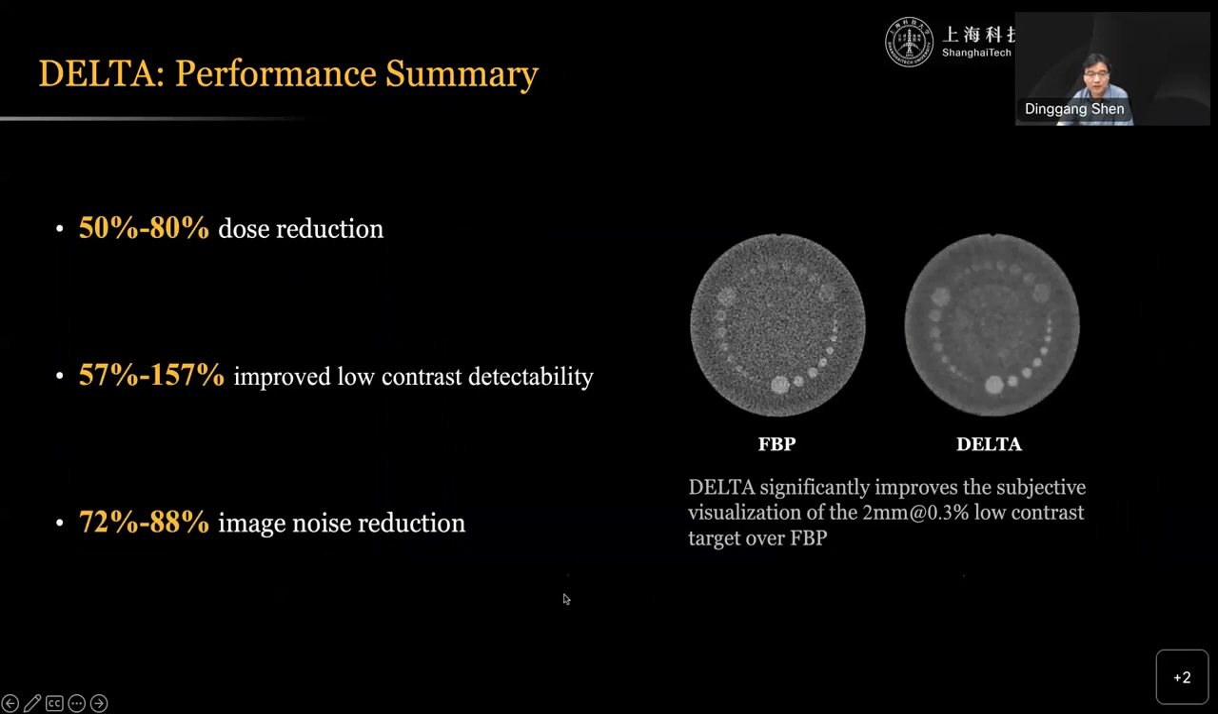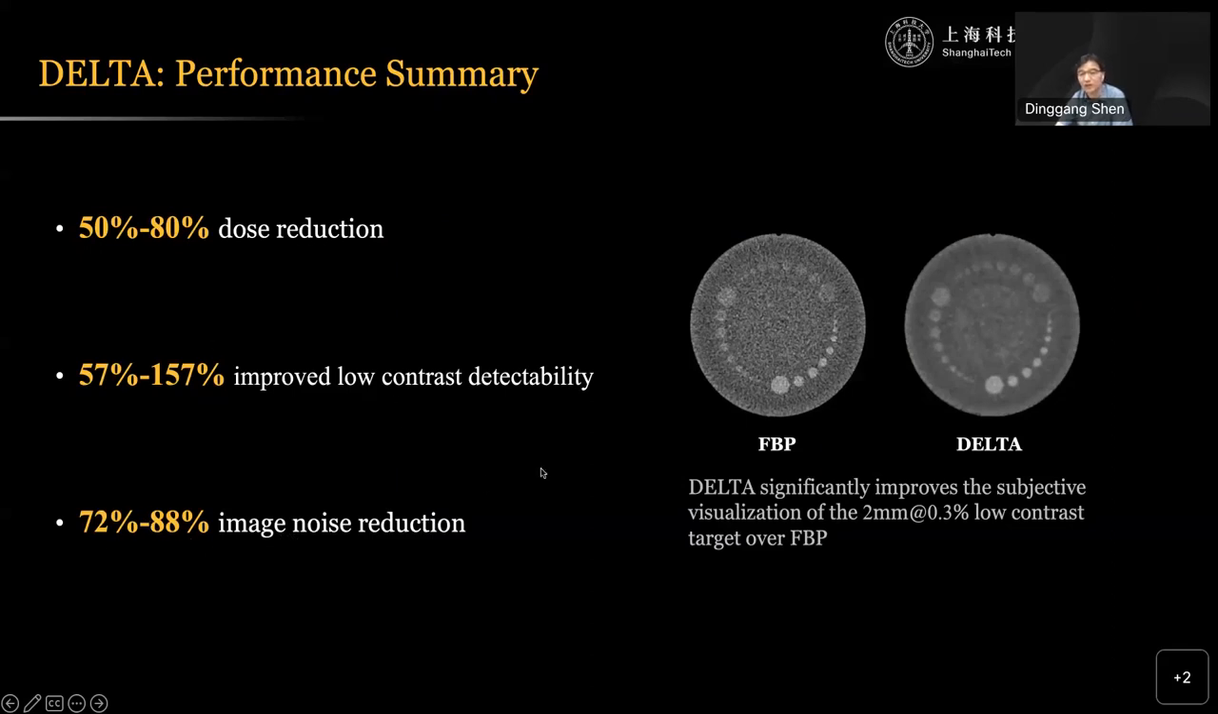And quantitatively, we use a phantom, and we can statistically say we can reduce the dose by 50 to 80%, and also we can improve the low contrast detectability by 57 to 157%, and also we can reduce the loss over 70%.